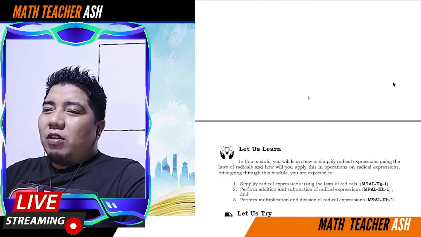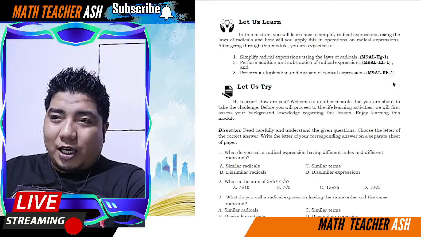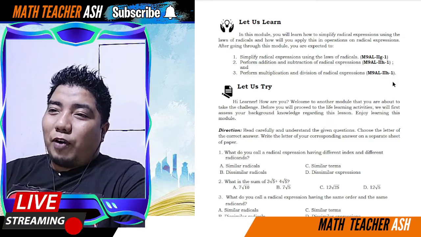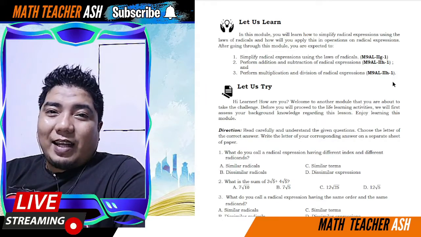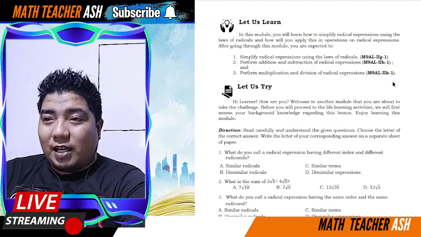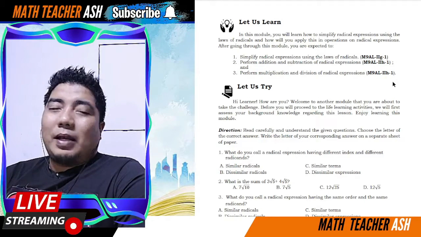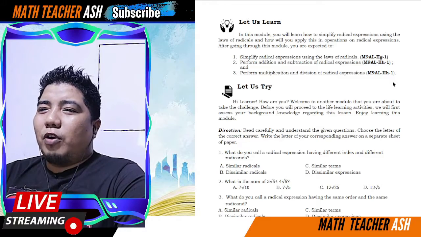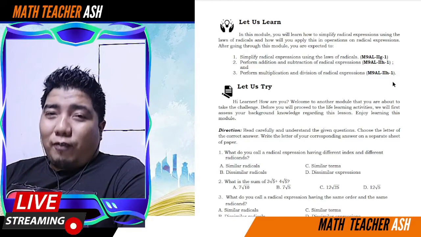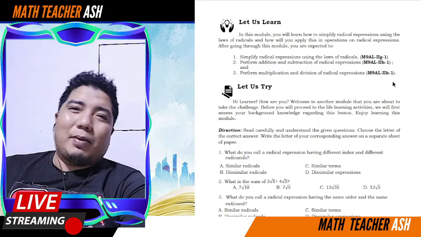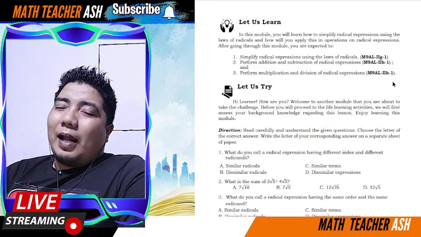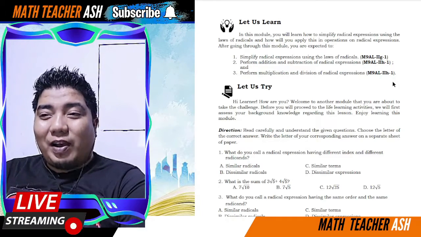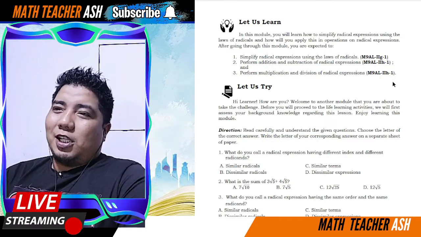Alright, and then on the fourth page is the objective. So, ano nga ba ang objective sa ating lesson for today? So, first is to simplify radical expressions using the law of radicals. Pangalawa is to perform addition and subtraction of radical expressions. And pangatlo naman ay to perform multiplication and division of radical expression. So basically, my dear math learners, pag-uusapan natin paano mag-add, mag-subtract, times at mag-divide ng mga radical expressions.